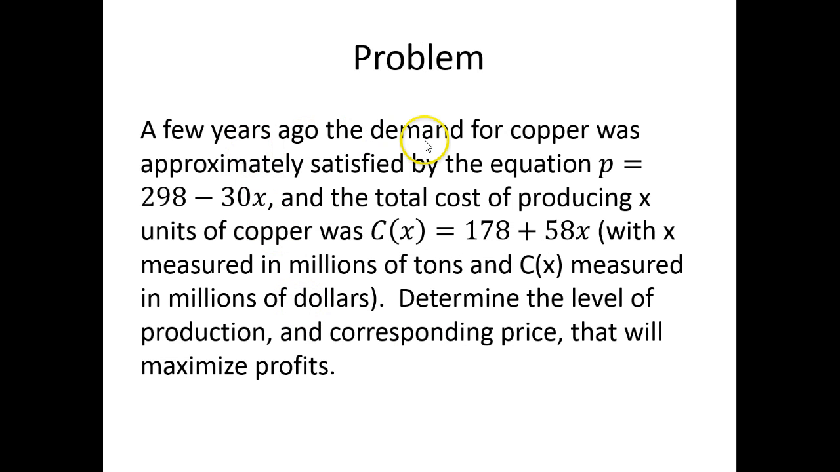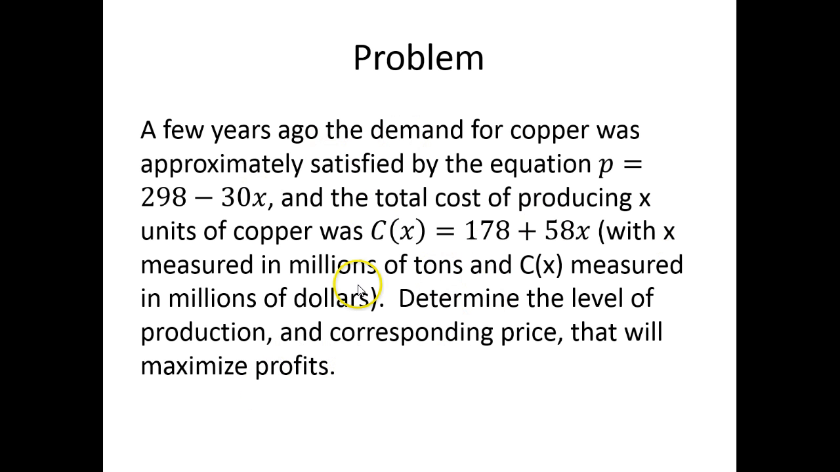A few years ago, the demand for copper was approximately satisfied by the equation P is 298 minus 30x. And the total cost of producing x units of copper was C of x equals 178 plus 58x, with x in millions of tons and C of x measured in millions of dollars. Determine the level of production and corresponding price that will maximize profits.